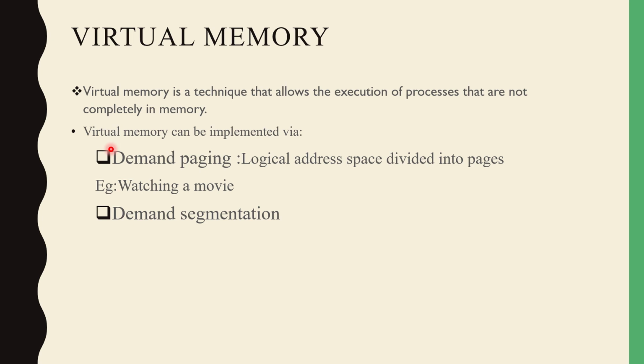So, how can you conclude? Virtual memory is a technique that allows the execution of processes that are not completely in memory. As a user you will have a feeling that the whole process is in the main memory and executing, but it is not actually like that. Only some part will be in memory and will be executed. That technique is called the virtual memory technique.